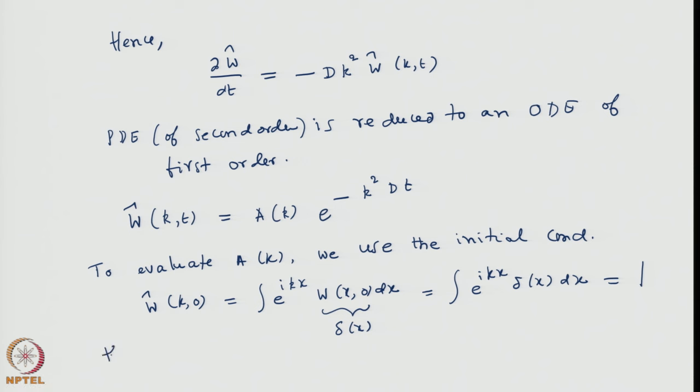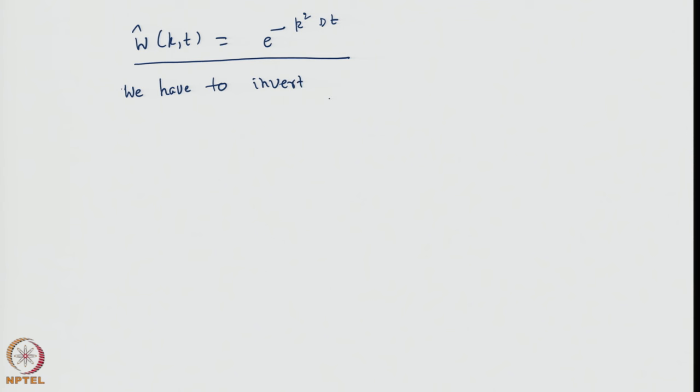So, as a result, at t equal to 0, w tilde k 0, which is identical to a k, is 1. So, we have finally w tilde k t is simply e to the power minus k square d t. So, in the Fourier space, we have reduced the problem to a simple exponential solution. To obtain the real distribution, we have to invert it. That is Fourier inversion.